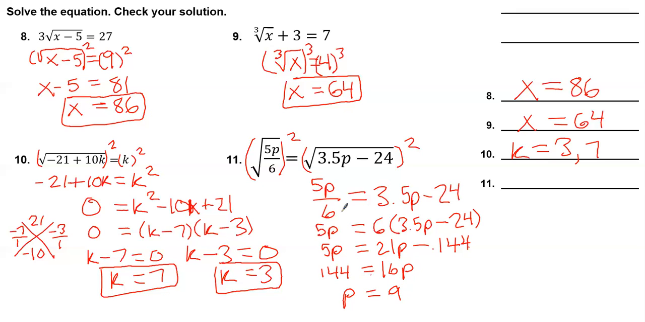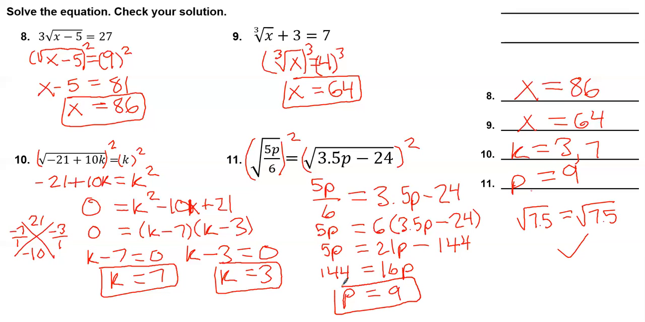Okay, if p is 9, you would substitute this back in. 5 times 9 is 45, divided by 6, 7.5. So this would be the square root of 7.5. And so we should get the square root of 7.5 over here. 3.5 times 9, that's 30, is that right? 31.5? And then, yeah, it is, because then you subtract 24 and you get the square root of 7.5. Yeah, so that worked. So it must be p equals 9. I should box it, huh? Just to like really make sure.